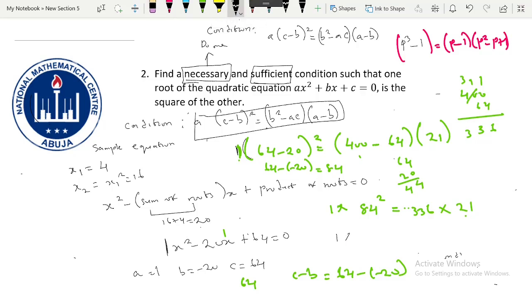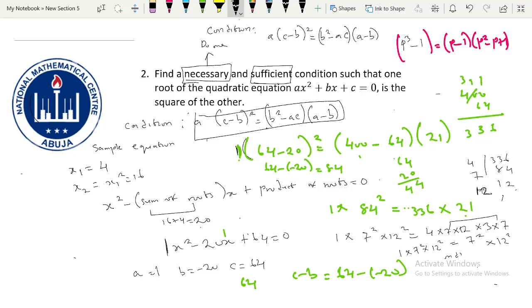So we can break 84 down as 7 times 12, which is 7 squared times 12 squared. We know 336, we can break this down as 4 times 7 times 12, and 21 is 3 times 7. So this 7 pairs, 7 squared. 3 and 4 pair, 12 times this, so that's 12 squared. So we have equality on both sides. We have 1 times 7 squared times 12 squared equals 7 squared times 12 squared, which is true. So our condition holds, right?